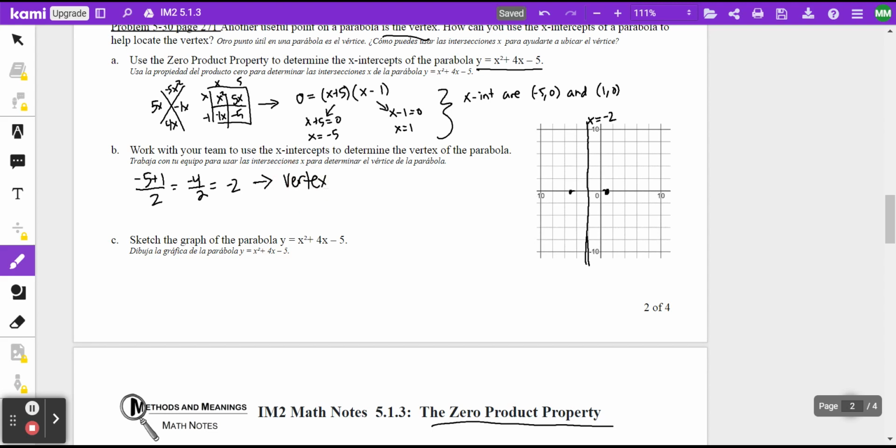Let me solve for y in the vertex. It's going to be y equals, I know it's on the line of symmetry, so x has to be -2. -2 squared plus 4 times -2 minus 5. That's 4 minus 8 minus 5. And that equals -9. So my y-intercept is at 0, -9. I mean, sorry, not my y-intercept, it's the vertex.